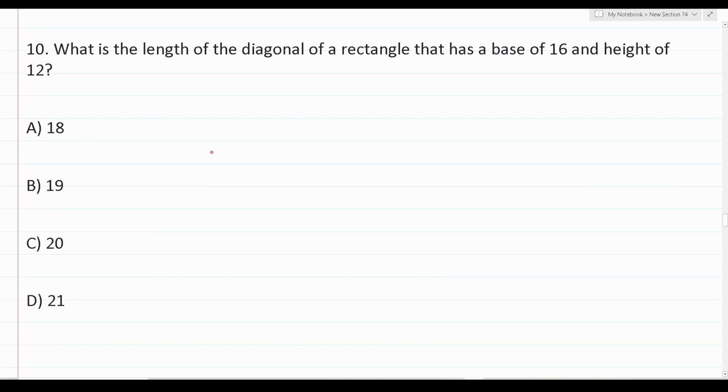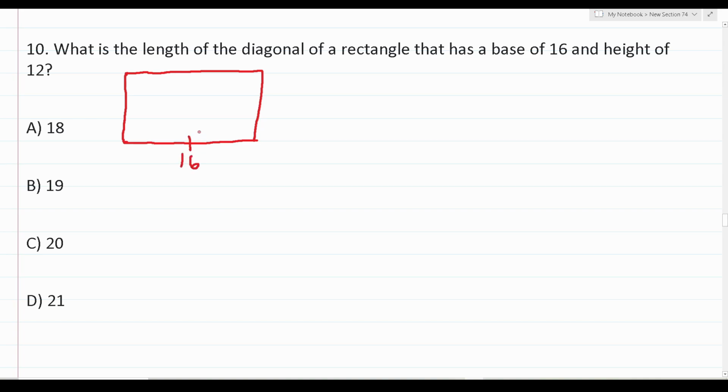All right, so number 10 here says, what is the length of the diagonal of a rectangle that has a base of 16 and a height of 12? So for this problem, it's going to be helpful to make a little diagram. Again, we know we're dealing with a rectangle which looks like this. And let's go ahead and start labeling things accordingly. We're told this rectangle has a base of 16. That would be this part right here.